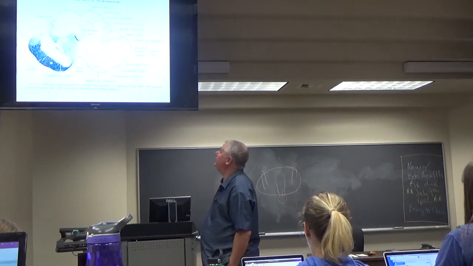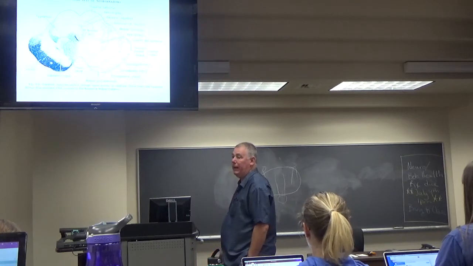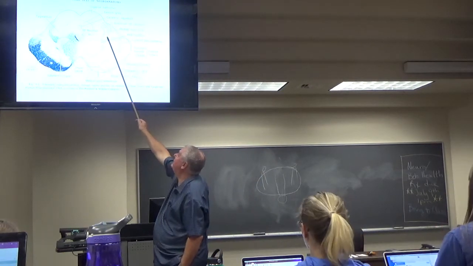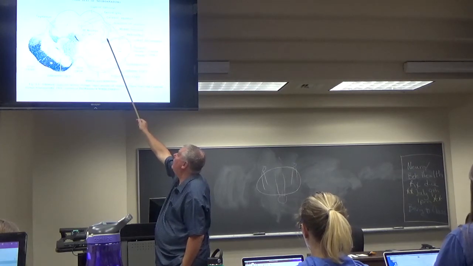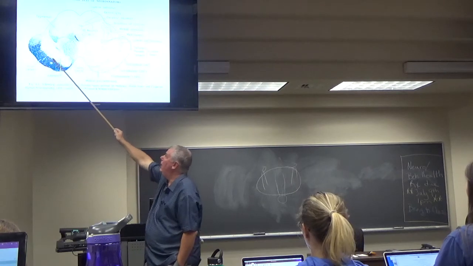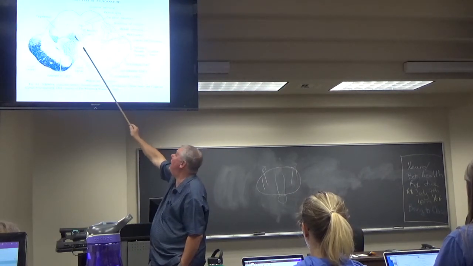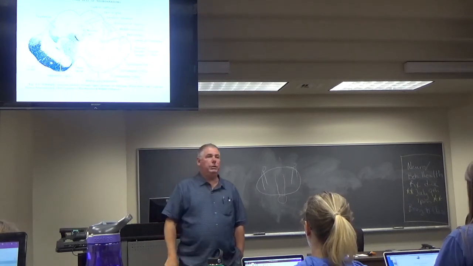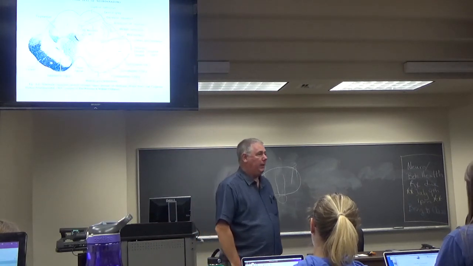A couple of things that are present in this slice that we know. One of them is the medial lemniscus. There's a substantia nigra, and behind the substantia nigra is a big nucleus here called the red nucleus. That's the origin of the rubrospinal tract that I mentioned yesterday.